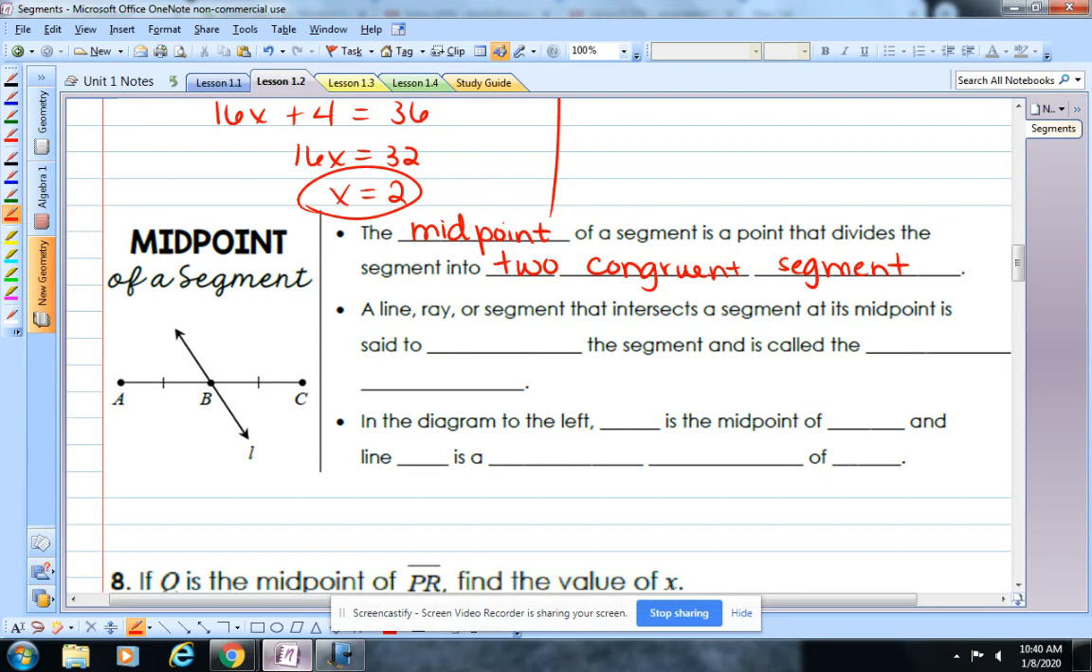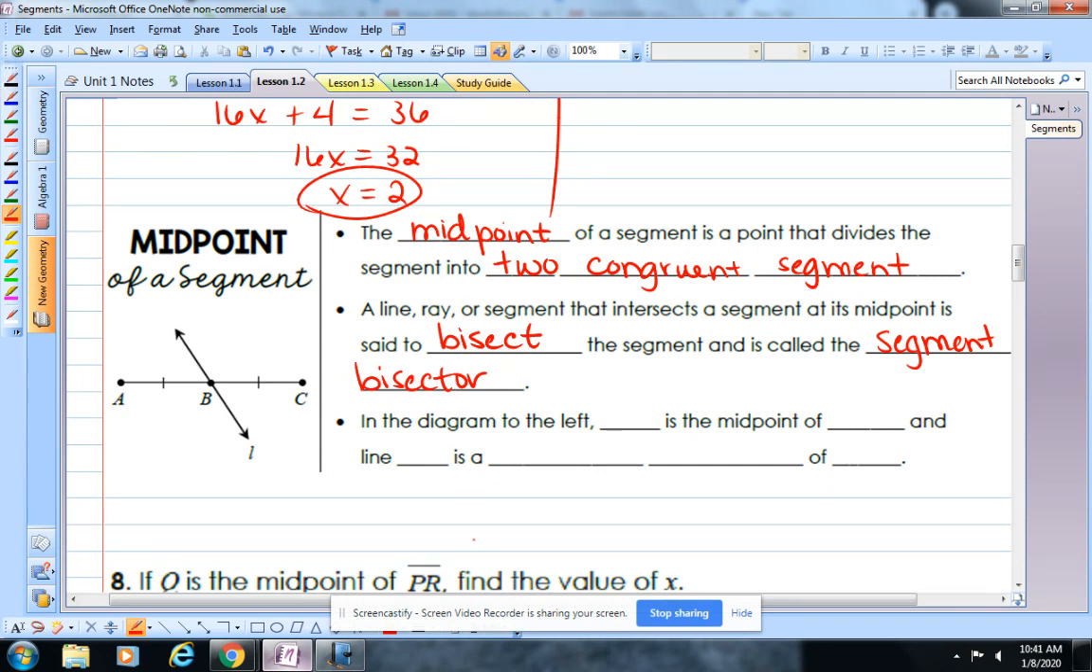Okay, the middle bullet. A line, ray, or segment that intersects a segment at its midpoint is said to bisect. That's an important geometry word we're going to use all semester. Bisect the segment, and it's called the segment bisector. Segment bisector. Combined words. Segment bisector. So you see this line L right here that goes through that segment?